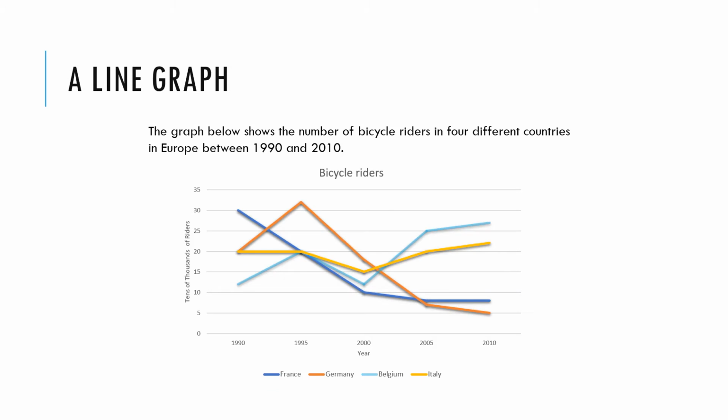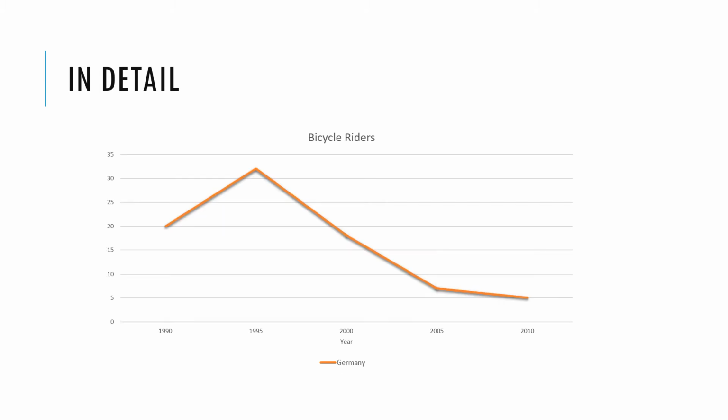In our example line chart, it shows the number of bicycle riders in 4 different countries in Europe between 1990 and 2010. In detail, we'll be looking at Germany, and more specifically, the years 1995 to 2005.